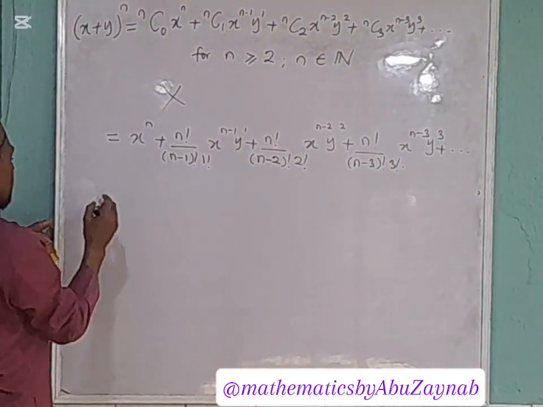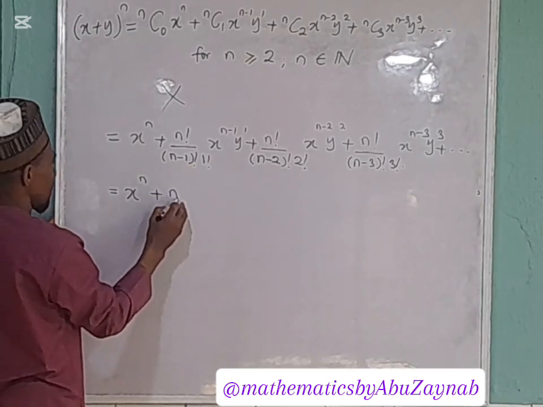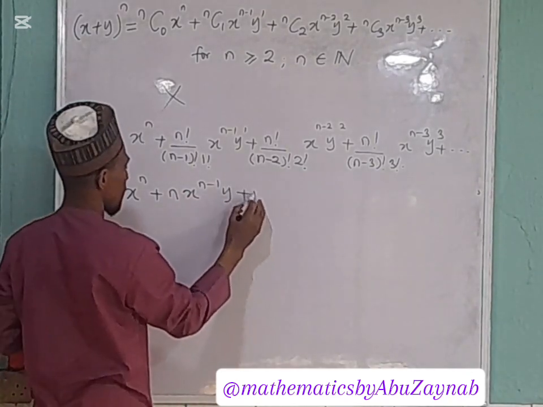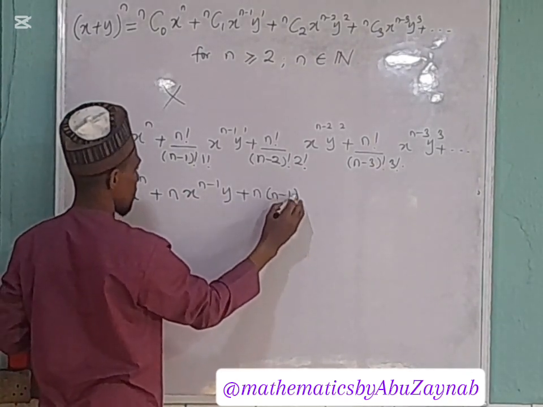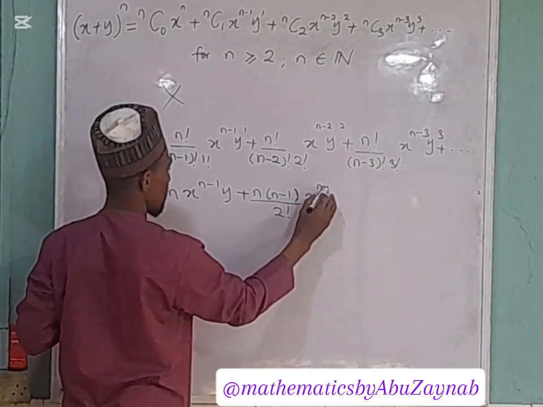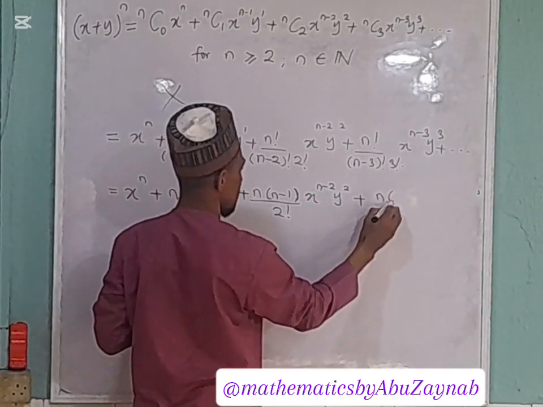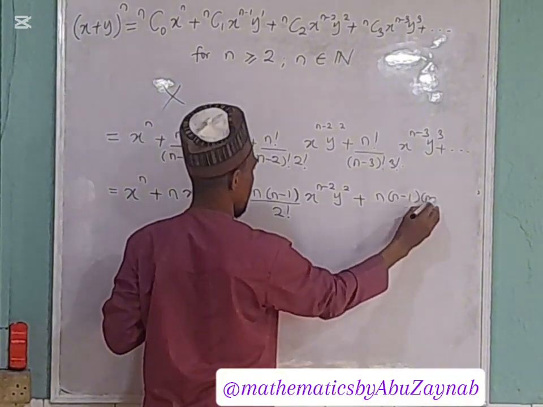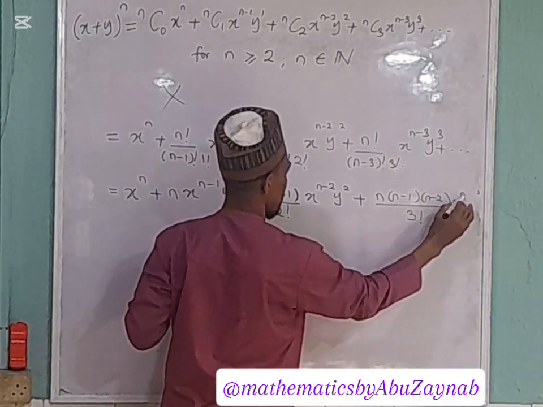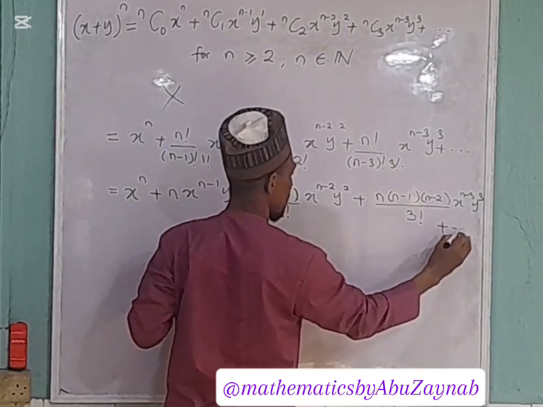So on simplifying this further, I'm going to arrive at this: x^n plus n x^(n-1) y plus n(n-1)/2 factorial x^(n-2) y squared, and plus n(n-1)(n-2)/3 factorial x^(n-3) y^3, and so on.